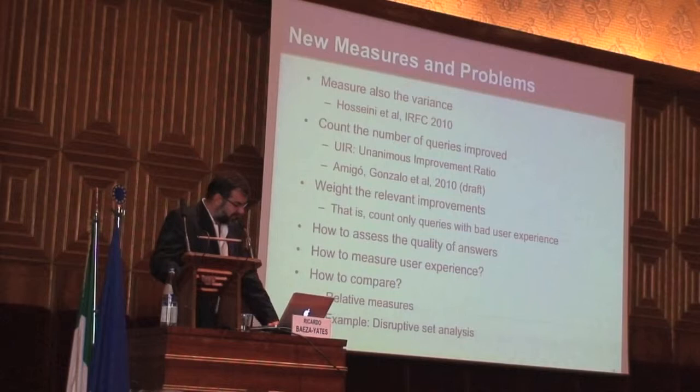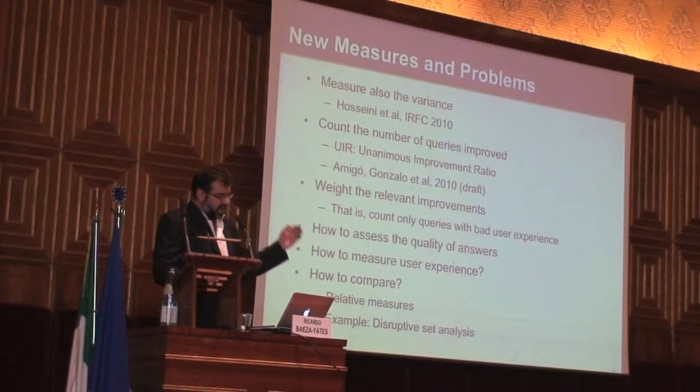So the best idea would be to weight the relevant improvements. So for example, count only queries where you had bad user experience. That should be the focus of, say, web retrieval evaluation, at least for us. But then you get other problems. You get the problems of how to assess the quality of answers, right? How to measure user experience, how to compare, and at the end, what's important here is relative. Are you better than the competition? Yes or no? I mean, it doesn't matter too much the absolute value.